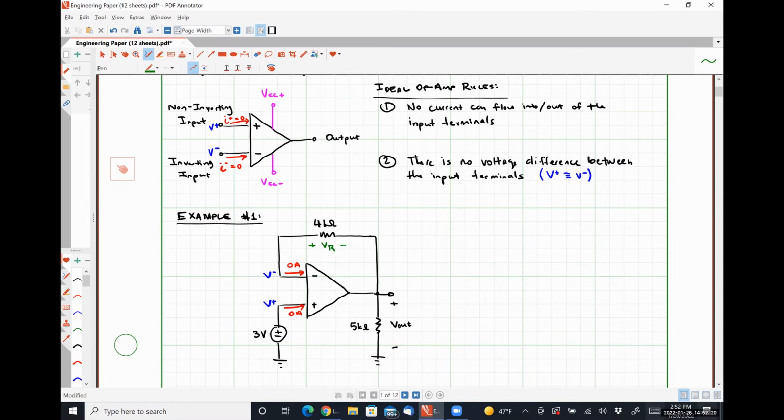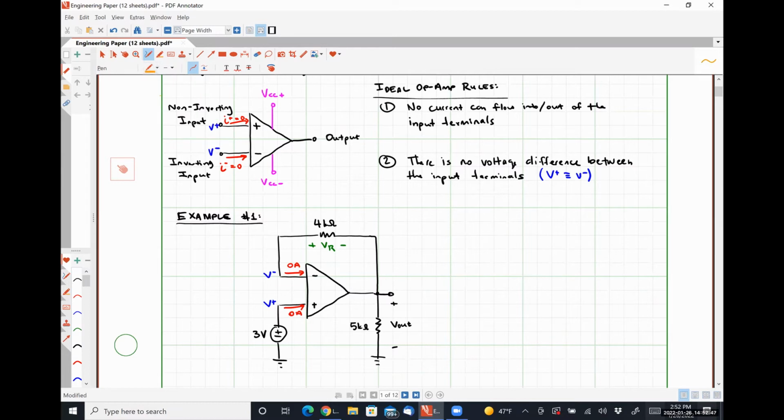Exactly correct. No current can flow through that 4 kilo ohm resistor because that 4 kilo ohm resistor is connected directly to my input terminal. Okay. So if VR is 0, what's V out? 3 volts. Okay. So effectively, let me do this in orange.